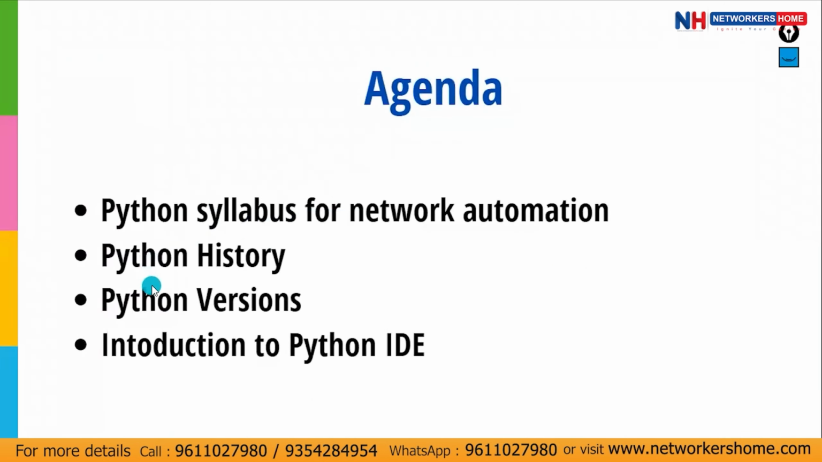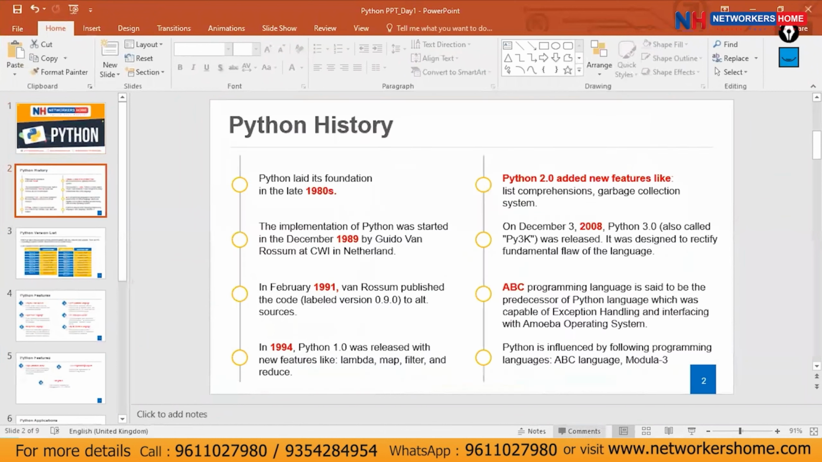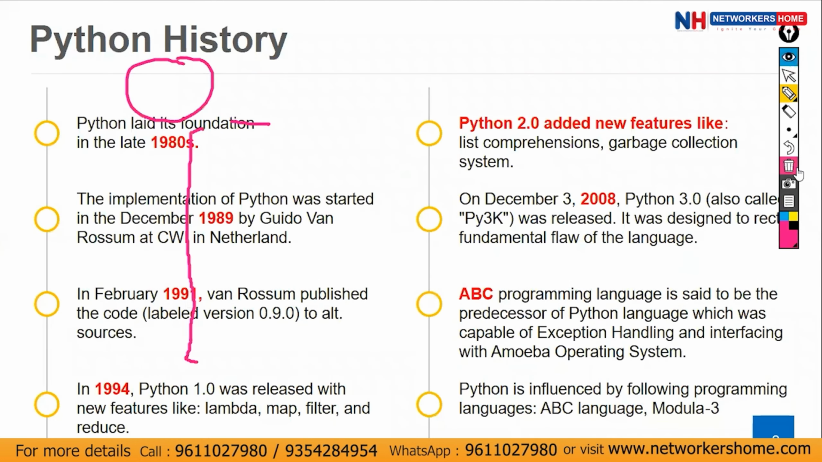Now that we have discussed the Python syllabus, let's go to the Python history, when Python actually started. Python laid its foundation in the late 1980s, so you can say this is almost a 40-year-old language. The implementation of Python was started in December 1989. Actually, the late 1980s was the foundation, not the implementation. The actual implementation was in December 1989, so it took almost 9 years to be implemented. And that was in the Netherlands.